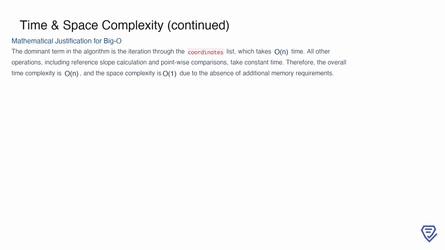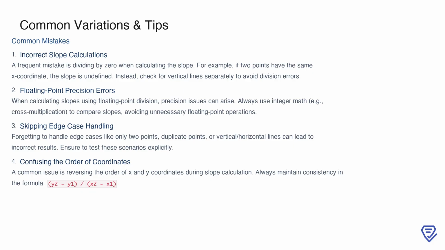Additionally, the space complexity is O(1), because the algorithm does not use any additional memory structures that grow with the input. It operates using a fixed number of variables, ensuring that the memory usage remains constant, regardless of the size of the input. When solving this problem, there are a few common mistakes to watch out for.